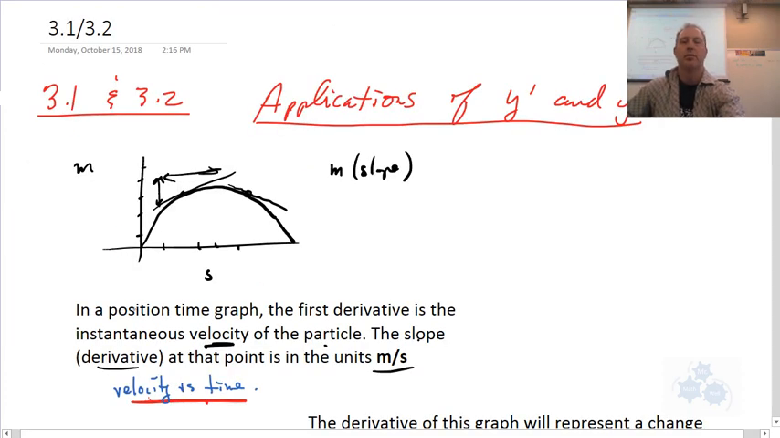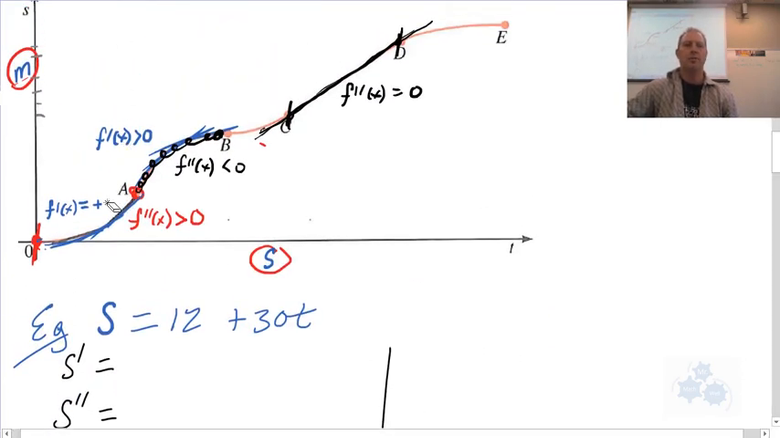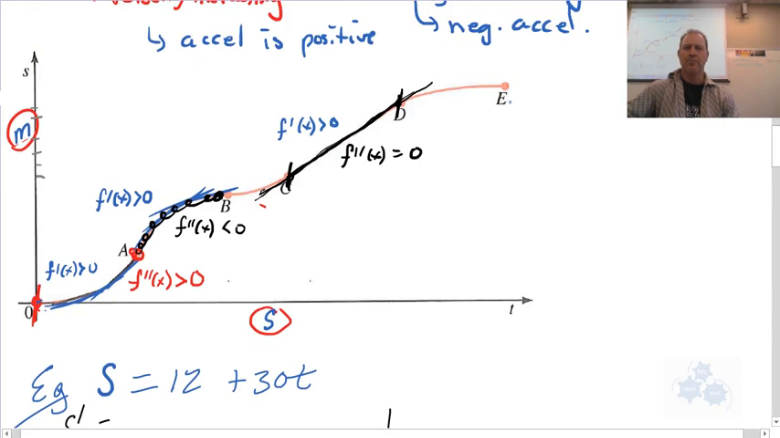Oh my, what did I just do? Velocity can be positive while acceleration is negative. All right, so velocity here is 0.